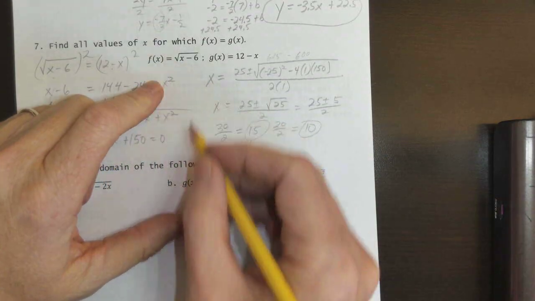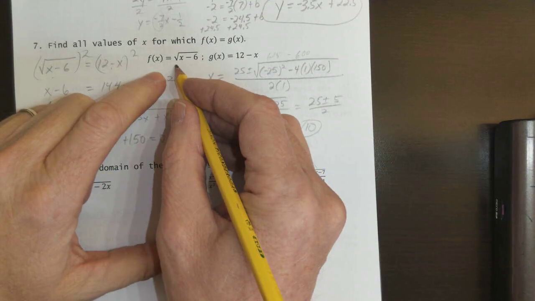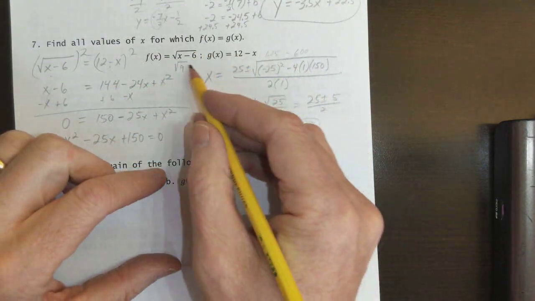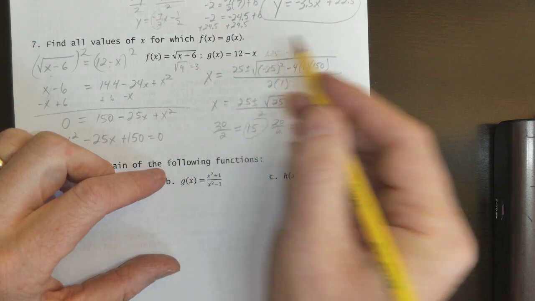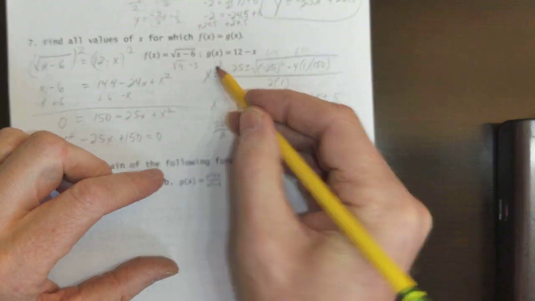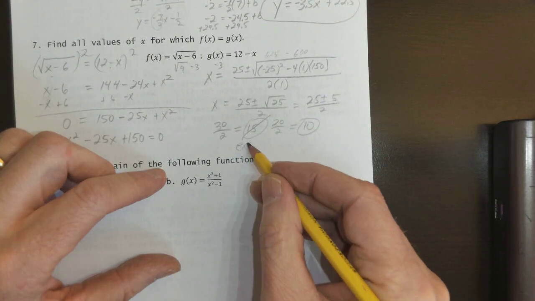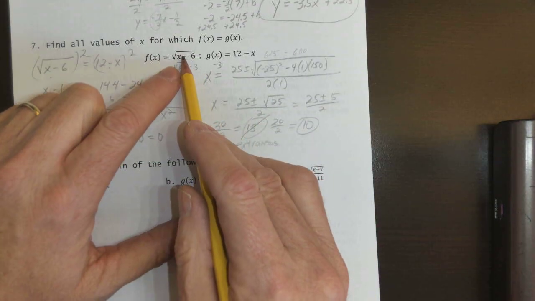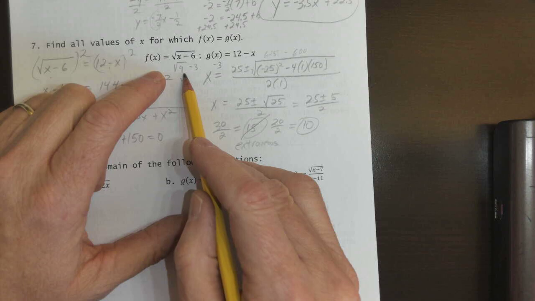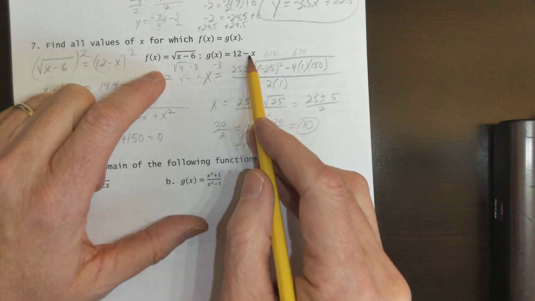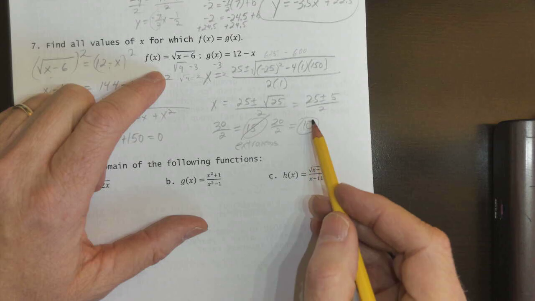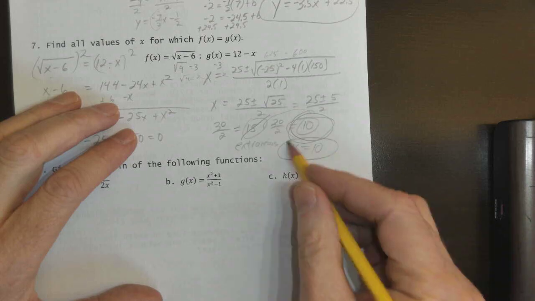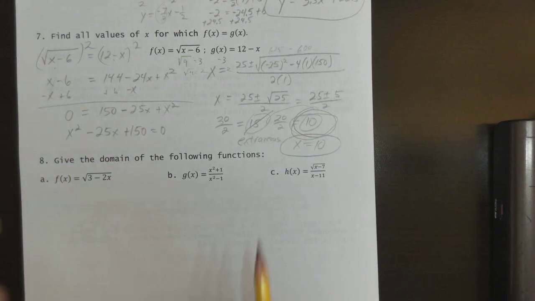f of 15 is the square root of 9, which is 3, and g of 15 is 12 minus 15, negative 3. Alright, so that one's extraneous. f of 10, that's 10 minus 6, the square root of 4, which is 2, and 12 minus 10 is 2. That one works. x equals 10 is the solution. It's the only solution. Alright.